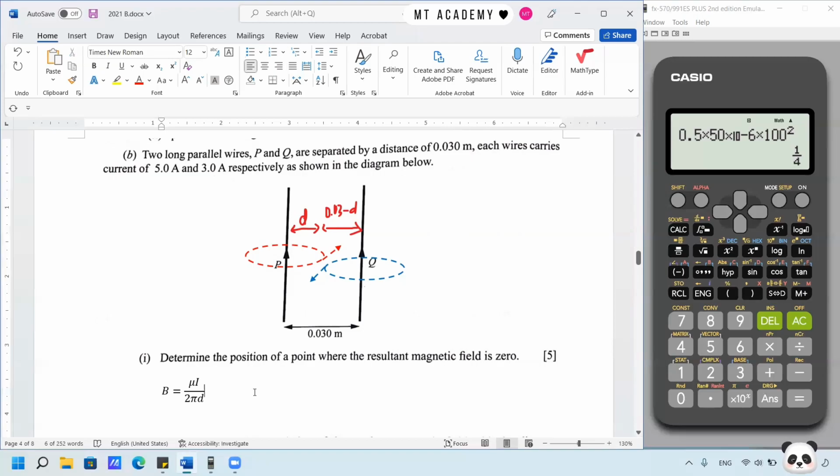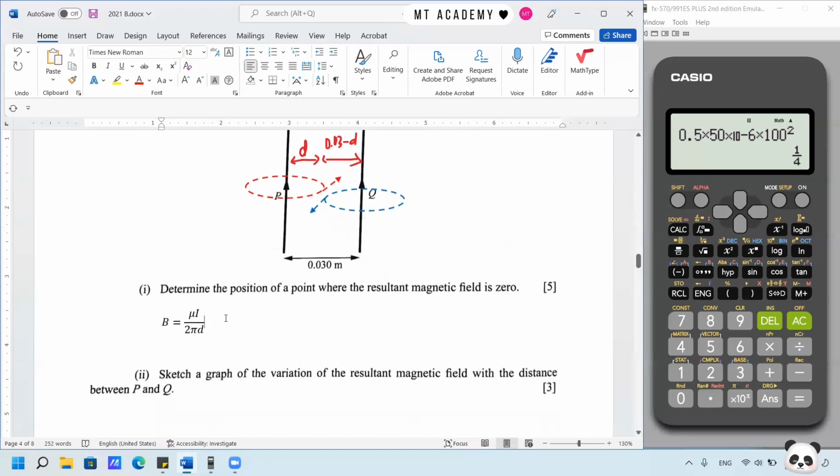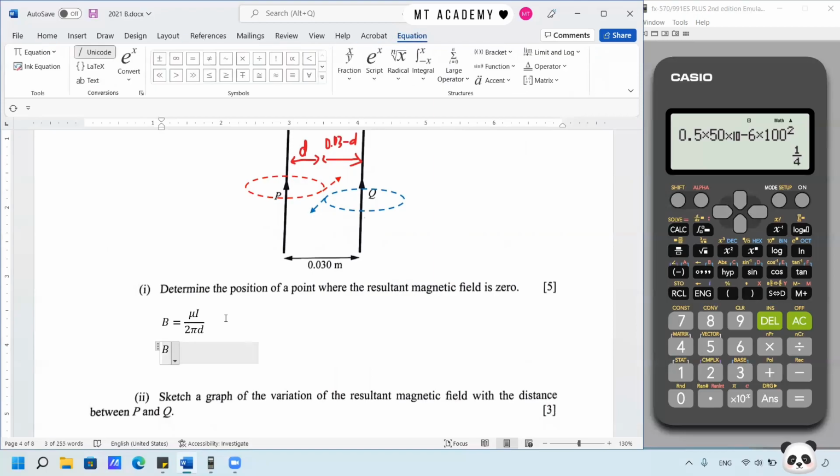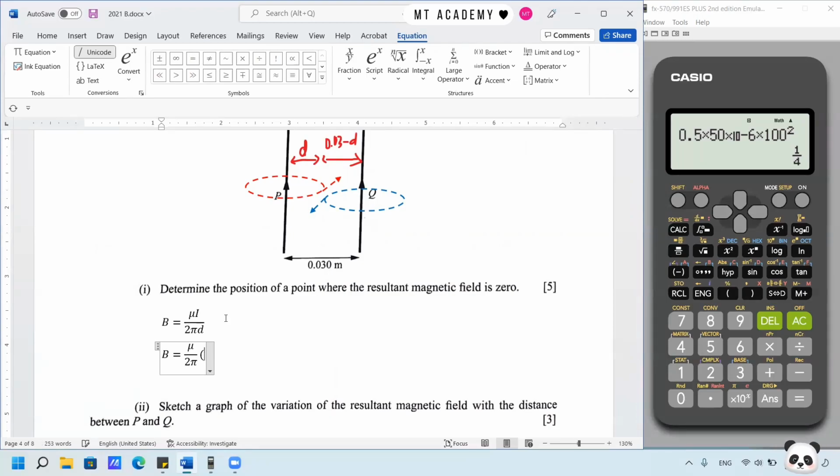So to do this, first we need to derive the expression of the magnetic field in between wire P and wire Q. So let's assume the direction into the page as positive. So we are going to derive the magnetic flux density, so it will be equal to mu over 2 pi. And then we're going to derive the I over D for each of the wires.